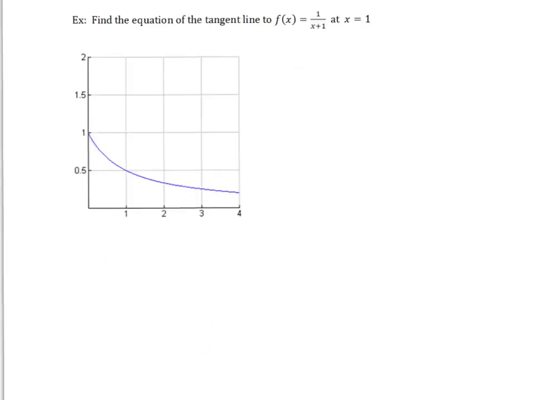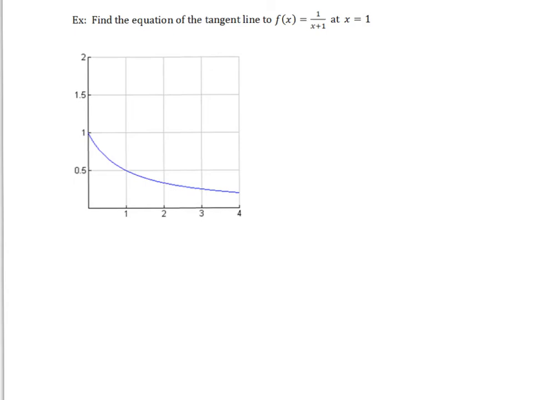Now I'd like to look at a couple more complicated functions. So our next function is going to be f of x equals 1 over x plus 1. Think to yourself, what kind of function is this? I've given you the graph of it. Do you recognize what it is? We'll be talking about this one in class.